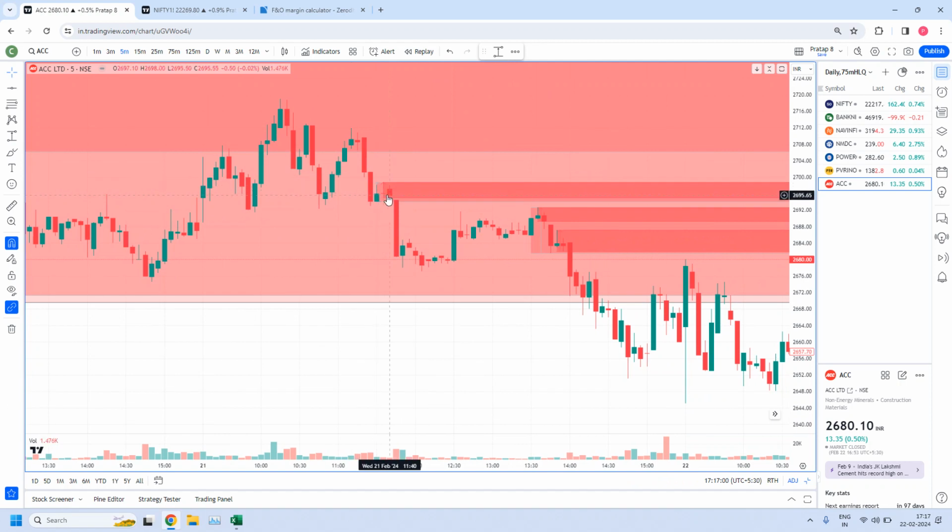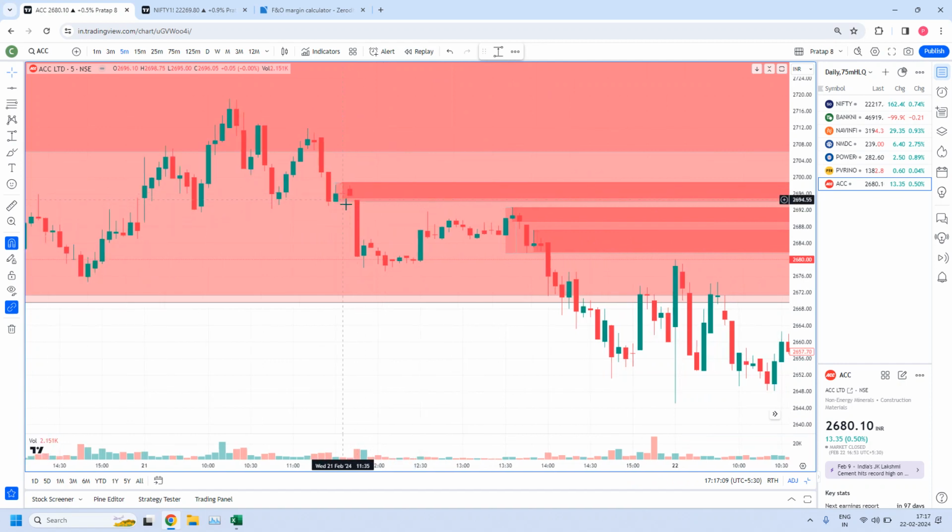But I do such kind of relaxation only in 5 minutes and 15 minutes. Remaining all zones, I strictly follow. If this would have been a daily zone, I would have considered these three base candles as a leg-in, if it is a daily zone.